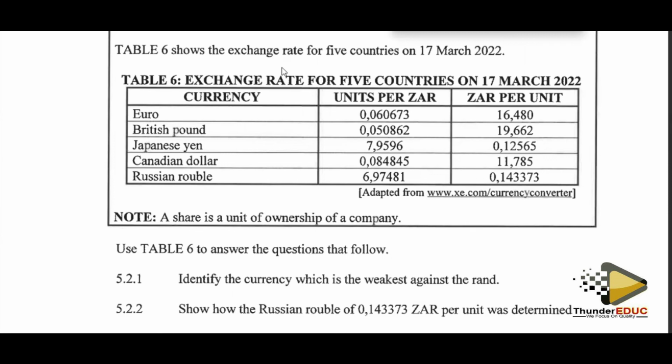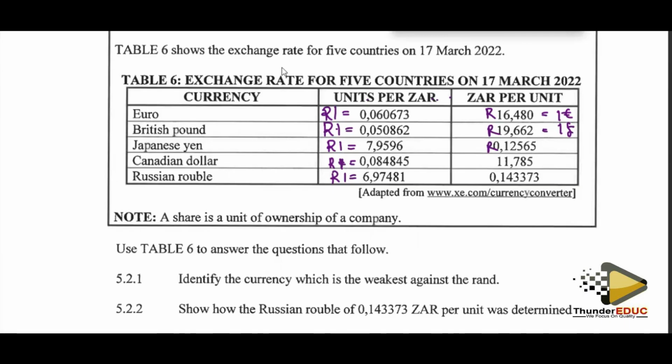Take note, units per rand, simply meaning in this case here it will be 1 rand equals so much euros. Again here the same story, because you are looking for per rand. This is per rand. I'm giving you this because some people get confused. Units per rand. Whereas here this is ZAR per unit. So these are rands for 1 euro. These are rands for 1 pound.